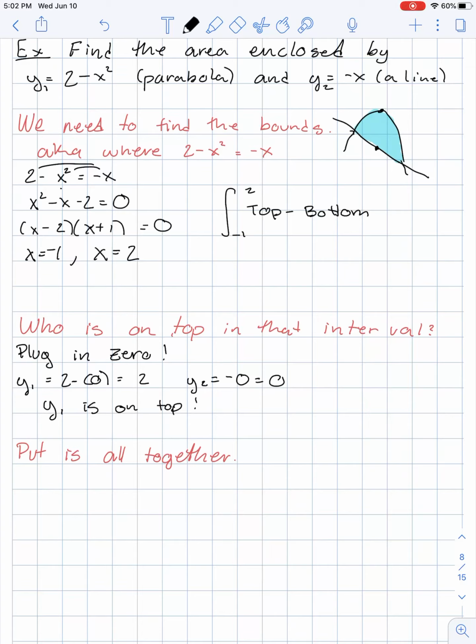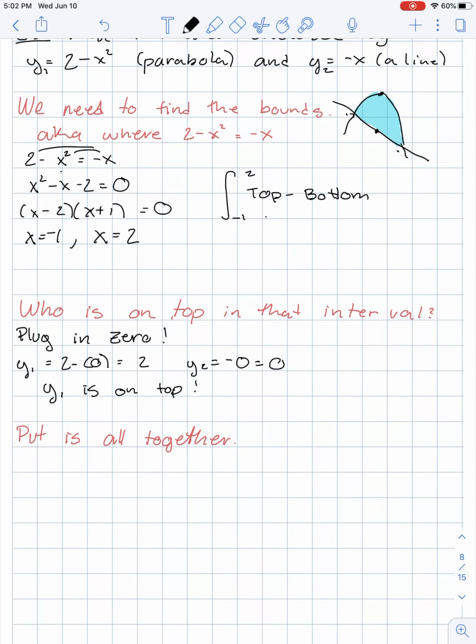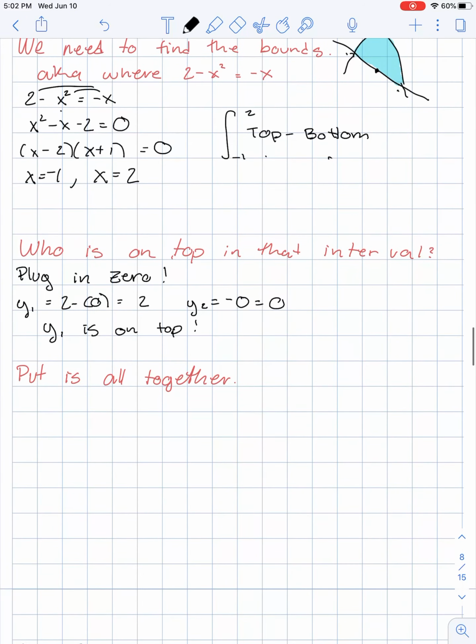Since the only two places for the two points to intersect are the bounds, it means y1 is on top for that whole entire interval. All right? So now we're putting it all together. I have my bounds and I have top. That leaves my other function to be bottom. So we're going from negative 1 to 2. What's my top function? 2 minus x squared, minus negative x dx. All right, so negative 1 to 2.